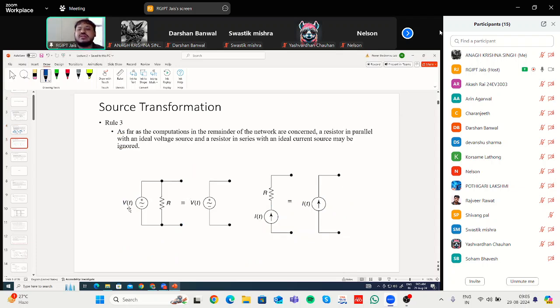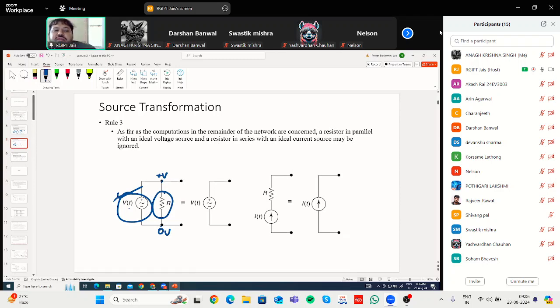Third rule, if there is a resistance that is connected in parallel to a voltage source, that is of no use, because this voltage source will apply plus V here or 0 volt here. Okay, so the net potential difference will be plus V between these two terminals. That is the main idea of an independent voltage source.